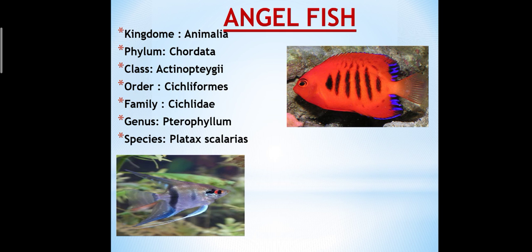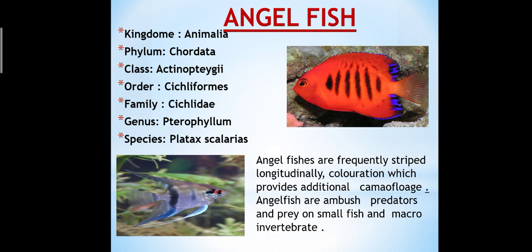and species scalare. So this is known as the angelfish. Angelfishes are frequently striped longitudinally, a coloration which provides additional camouflage. These are predators and prey on small fish and macroinvertebrates.